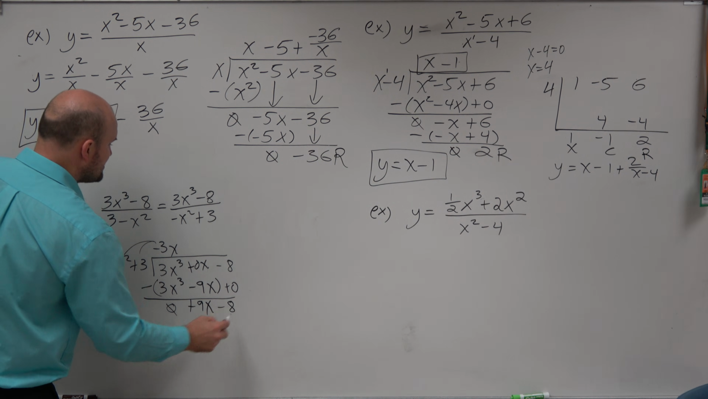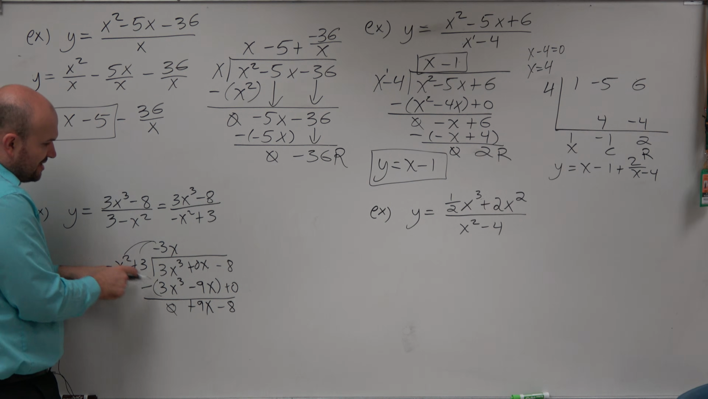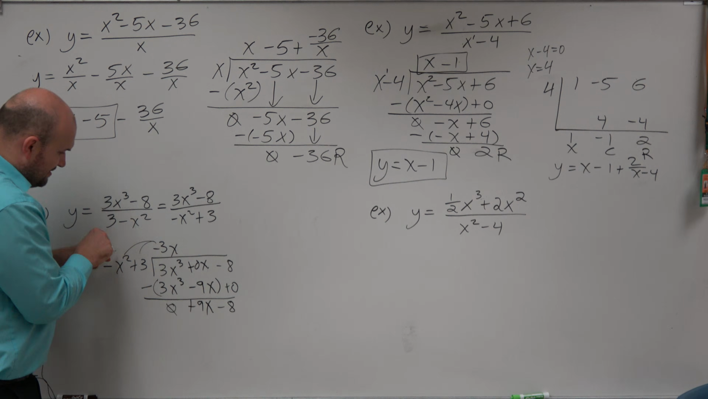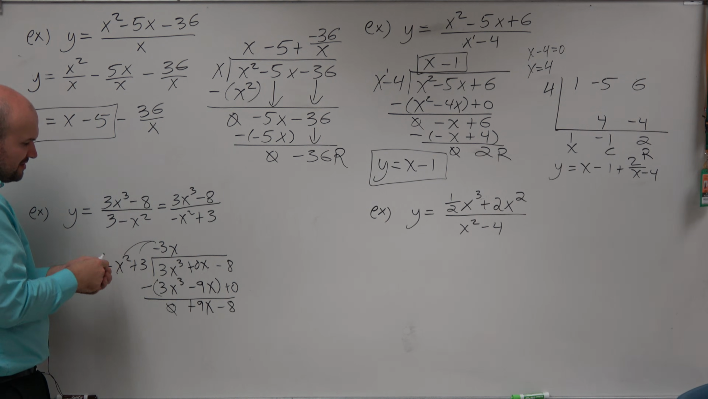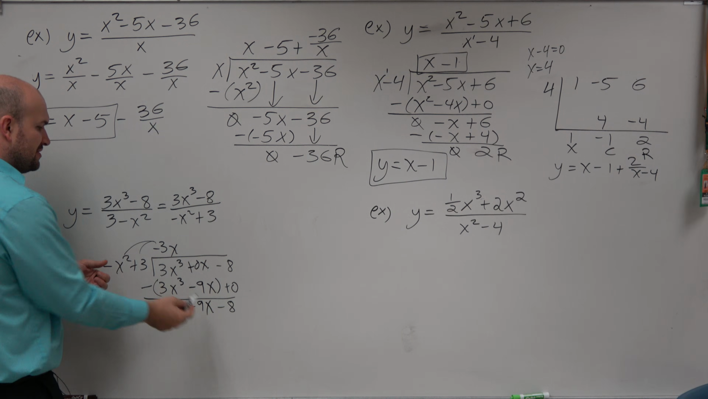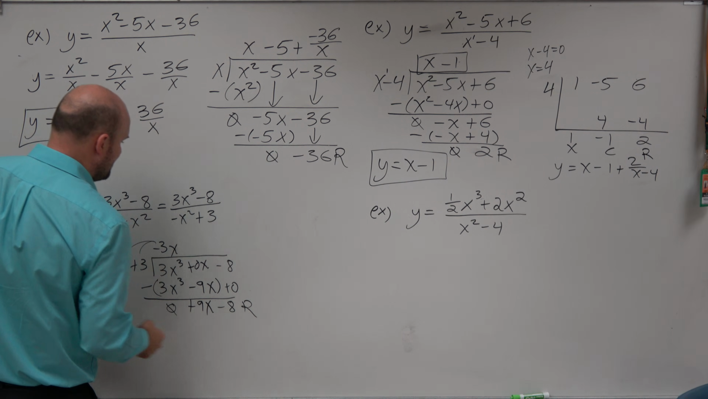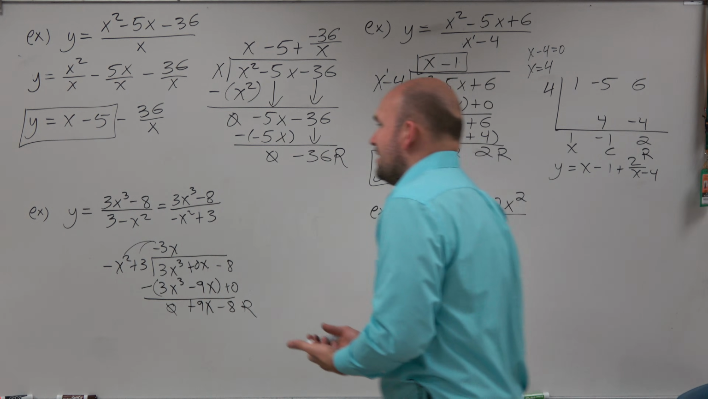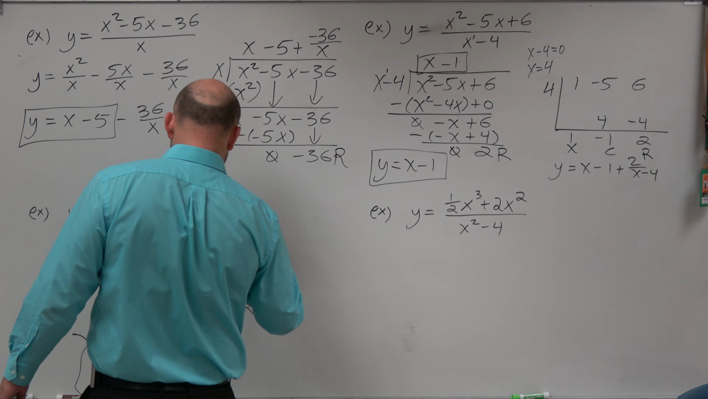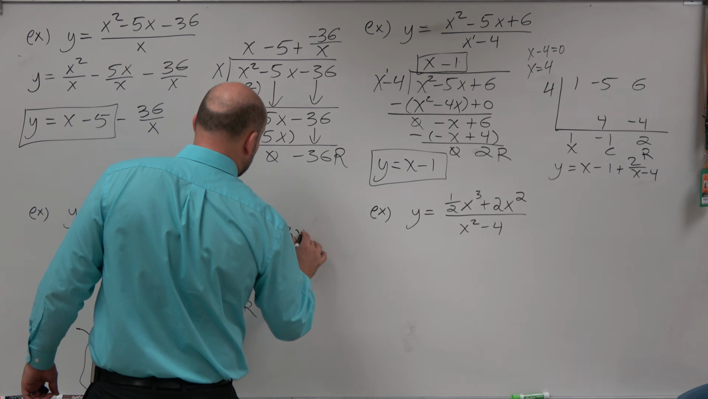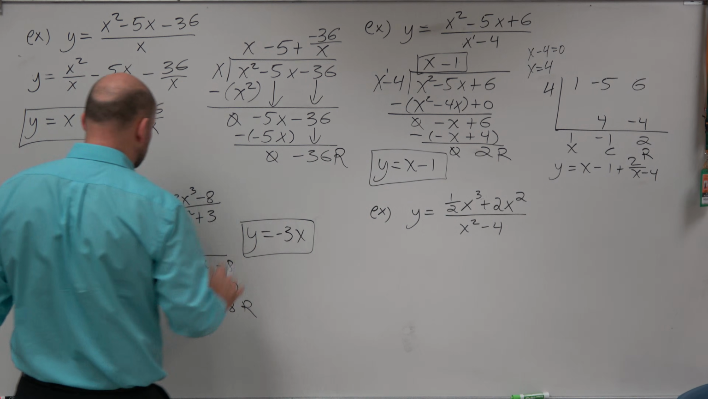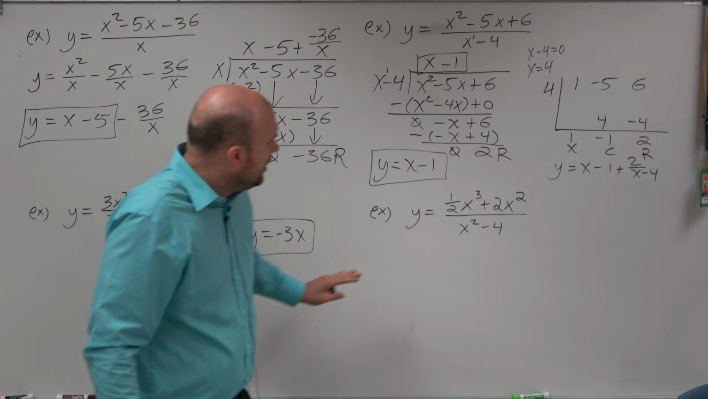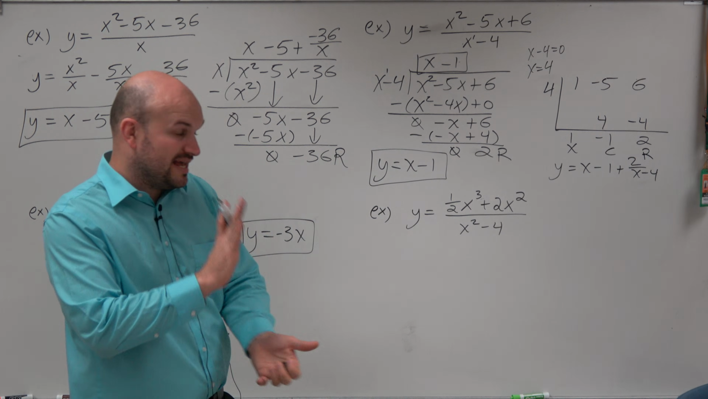But again, it doesn't really matter because negative x squared does not divide into 9x, right? So you have to have the powers smaller to divide into that. So therefore, that is now my new remainder. But again, we don't really care about our remainder. Our asymptote line is y equals negative 3x. And that's it. Done.